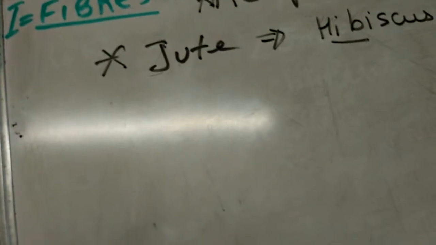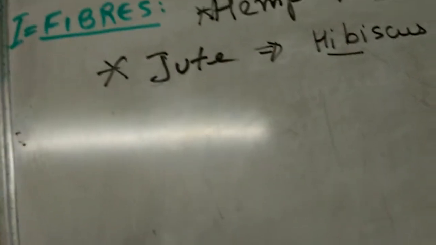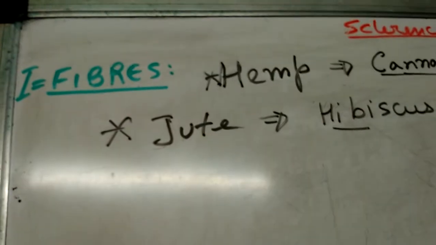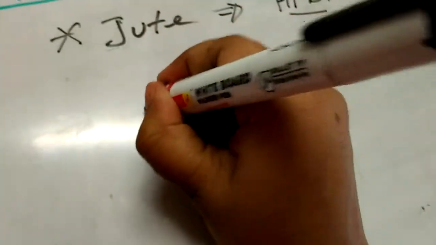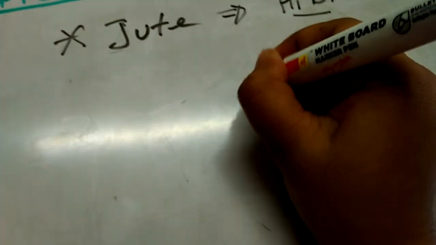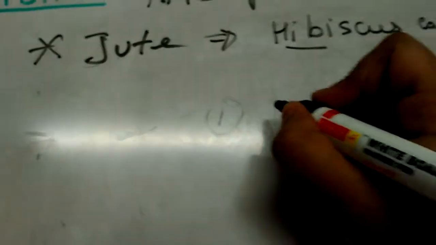There are two main types of fibers. That is, fibers are also differentiated into two main categories. So the first type is xylem fibers.